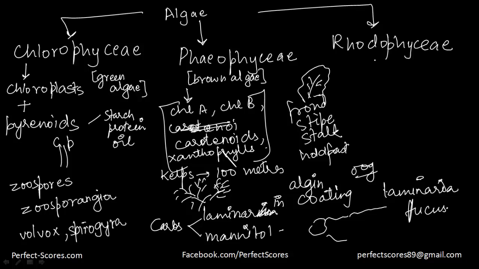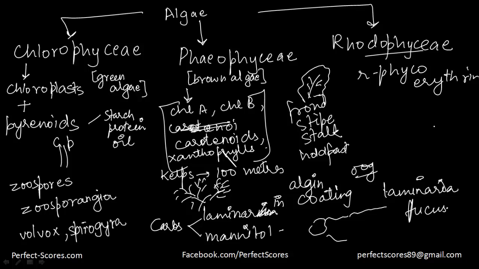So the next thing that we have to do is the third kind of algae, which is Rhodophyceae. Rhodophyceae are commonly known as red algae because of the pigment present in them that makes them red, and that pigment is R-phycoerythrin. That is the pigment that makes it red, and usually they are marine in their habitat. Lots of them are found in the warmer areas as well.